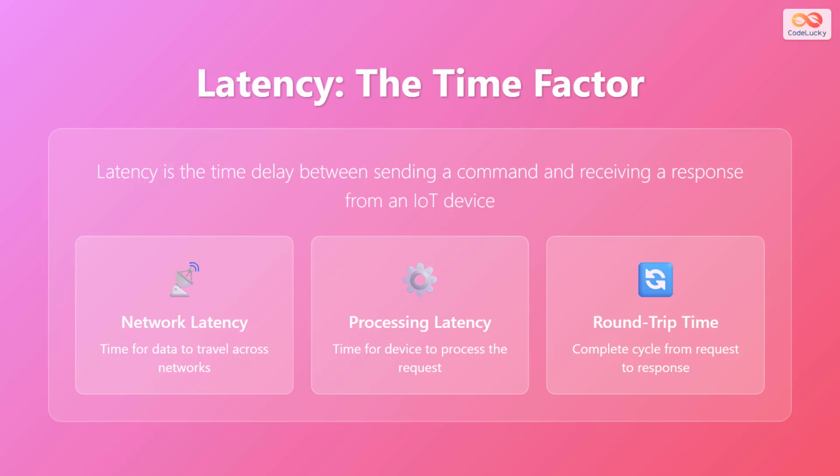Latency is the time delay between sending a command and receiving a response from an IoT device. Understanding latency involves three key components. First, network latency, which is the time for data to travel across networks. Second, processing latency, which is the time the device needs to process the request. And third, round-trip time, which represents the complete cycle from request to response. Managing these components is essential for creating responsive IoT applications.